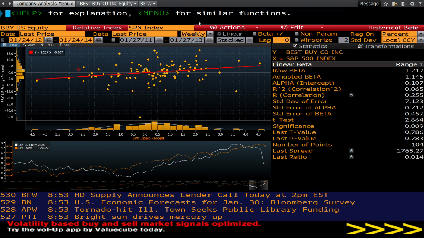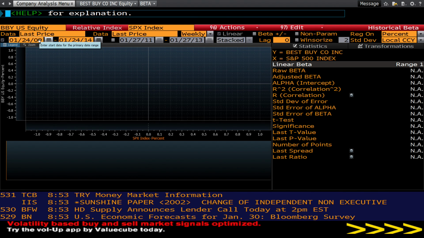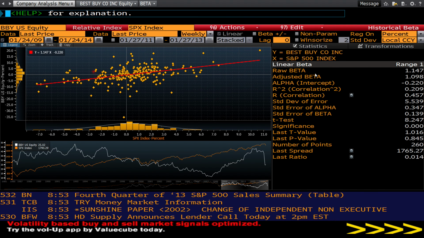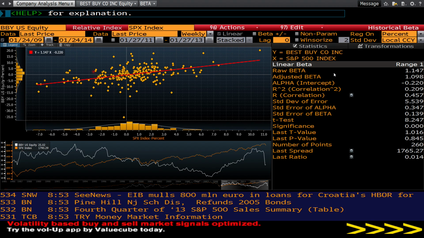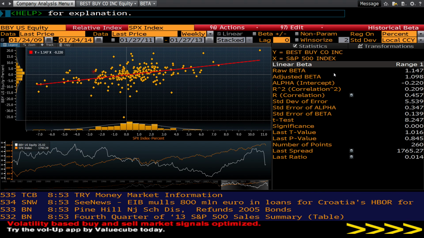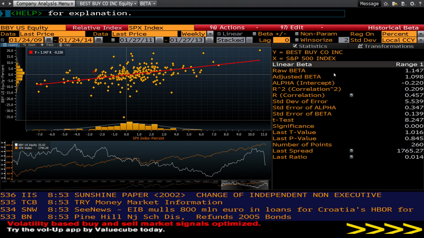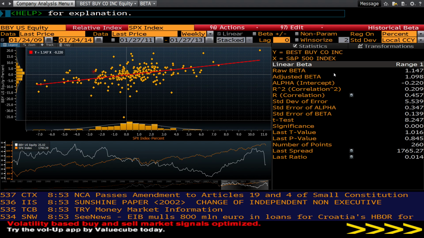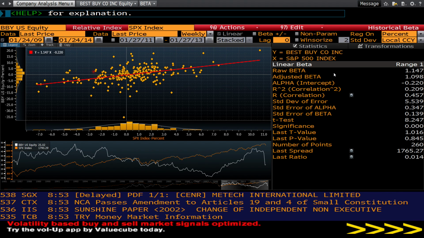By default, Bloomberg gives us a 2-year beta. And what we want to look at is a 5-year, in this case, raw beta. So given Best Buy's raw beta of 1.147 right now for the last 5 years, what does that tell us about Best Buy's economic sensitivity? What did we say about that last week?